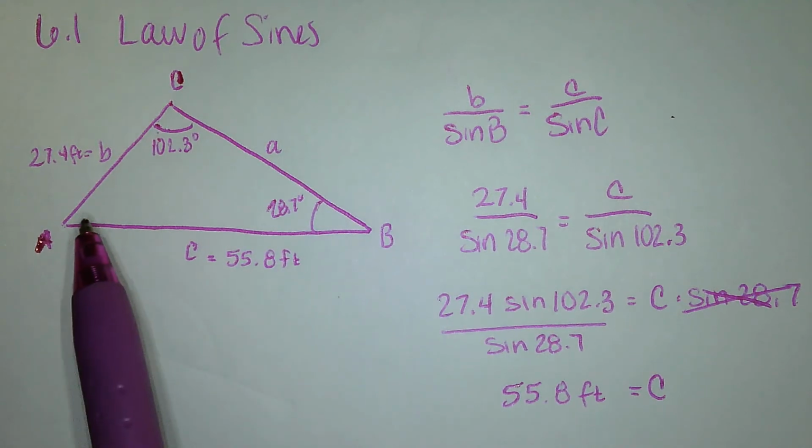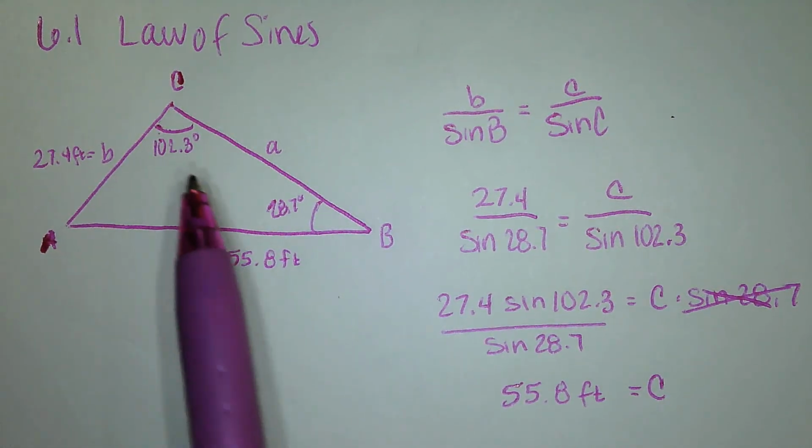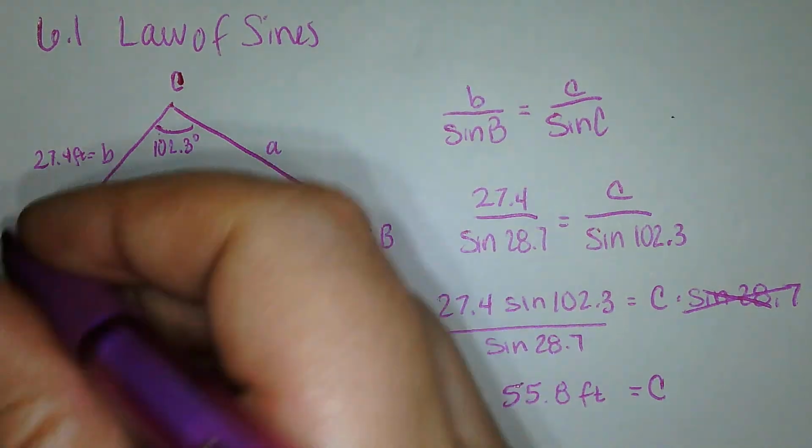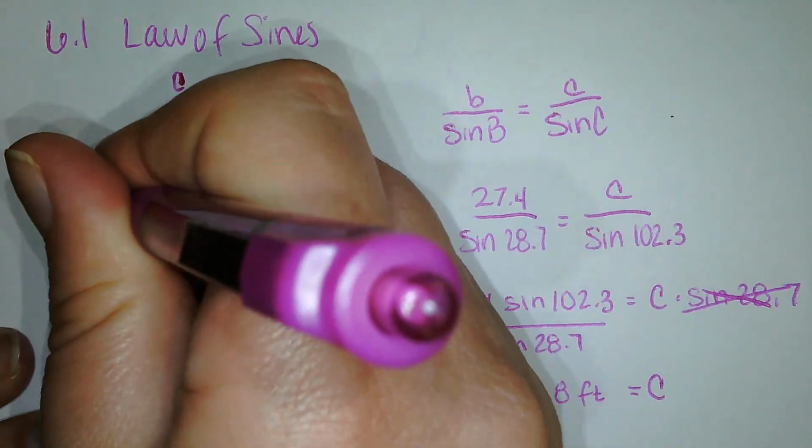Can we just get them? And if you forget, we could get angle A just by taking 180 minus 102.3 and minus 28.7. So angle A is going to equal 49.0.